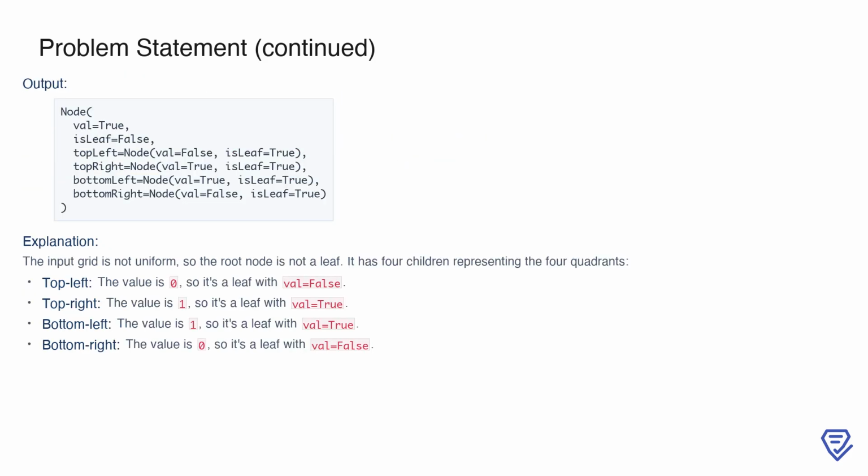In the first example, the input grid is a 2 by 2 matrix, 0, 1, 1, 0. Since the grid is not uniform, the root node of the quad tree is a non-leaf node with isLeaf set to false. It has 4 children, each representing 1 quadrant of the grid. For the top left quadrant, the value is 0, so it's a leaf node with val equals false. For the top right quadrant, the value is 1, so it's a leaf node with val equals true. Similarly, the bottom left quadrant is a leaf node with val equals true, and the bottom right quadrant is a leaf node with val equals false. This demonstrates how non-uniform regions are divided into smaller parts, with leaf nodes created for uniform subregions.